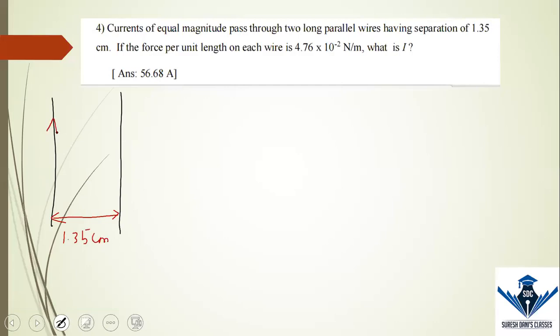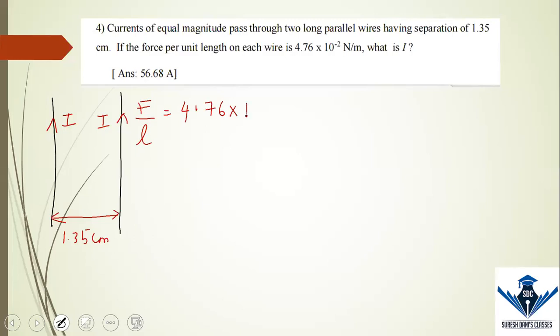The current in both the wires are same, direction not specified. We are just going to take it in the same direction. Equal magnitude बताया है हमें. Force per unit length of this is given to us as you can always check the unit.